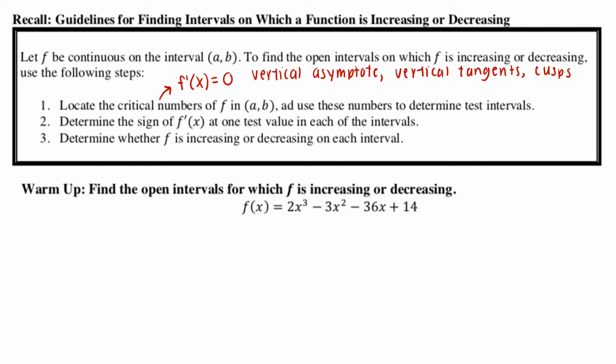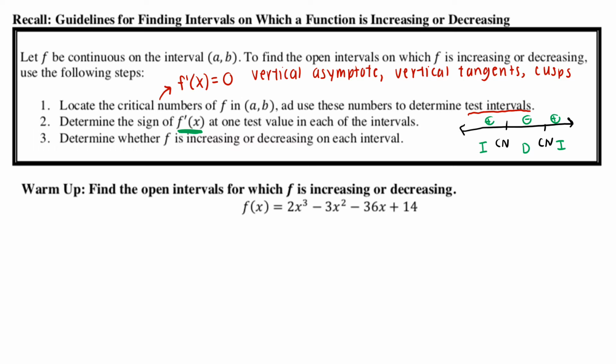and cusps. So once you locate your critical numbers, you're going to then use these numbers to create your test intervals, and that is where we were setting up our number line with our critical numbers. Then you determine the sign of your derivative at one test value in each of the intervals. So you would go through and decide positive, negative, positive by plugging into your derivative. And then from there, if you got a positive sign, you would know that your function was increasing on that interval, and a negative sign would tell you that your function was decreasing on that interval. That's a quick recap of what we did yesterday.